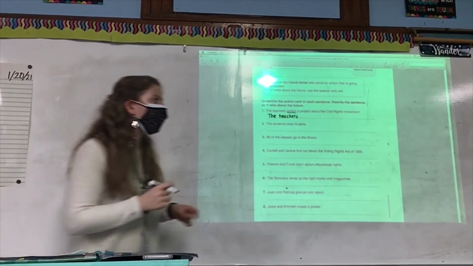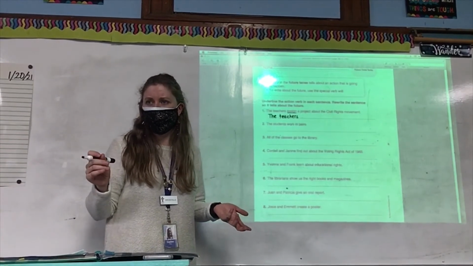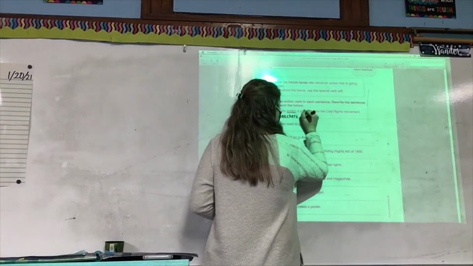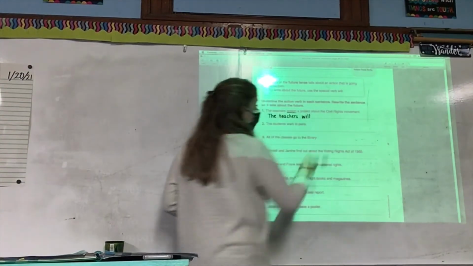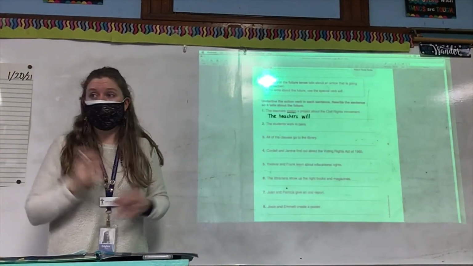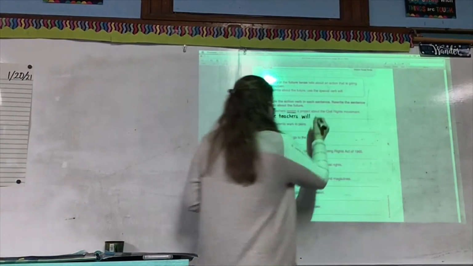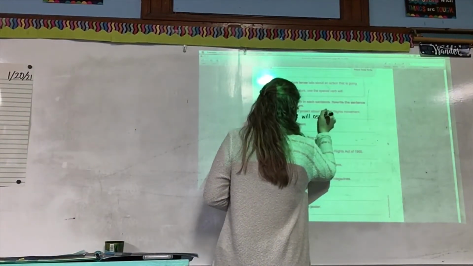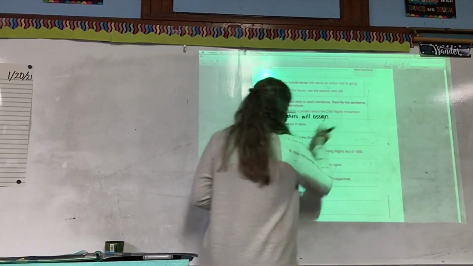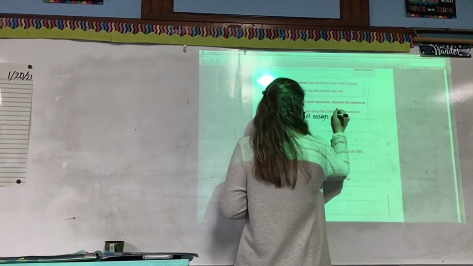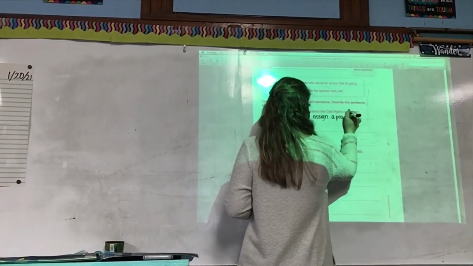Very good. Where do we put will, before or after assign? We put will. Does assign change at all? Do we add an S? Do we add ED? No. And then does the rest of the sentence change? No. The teachers will assign a project.